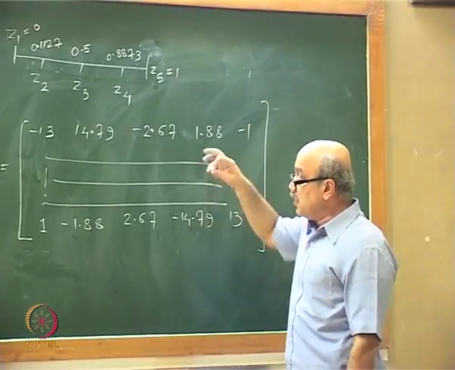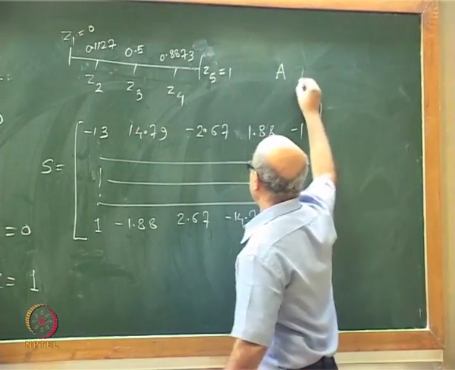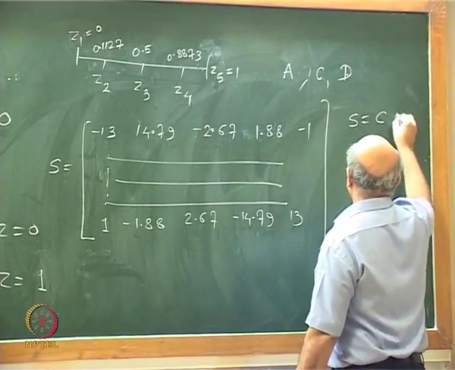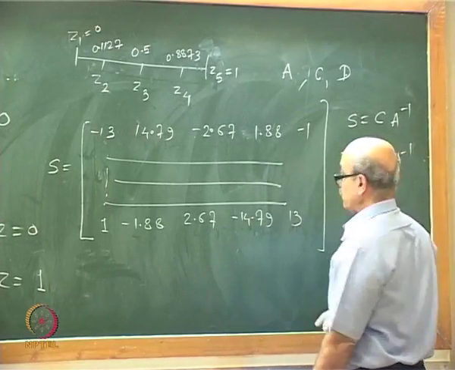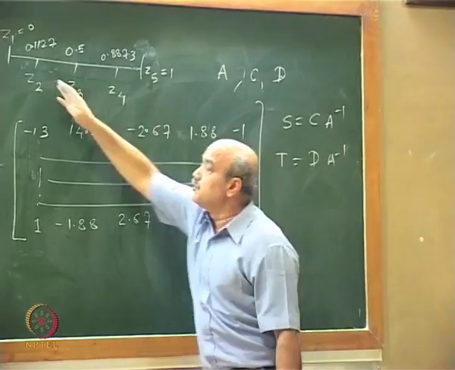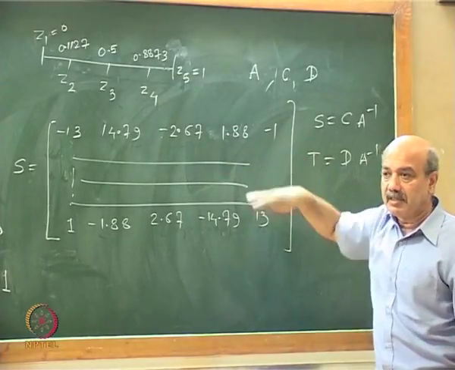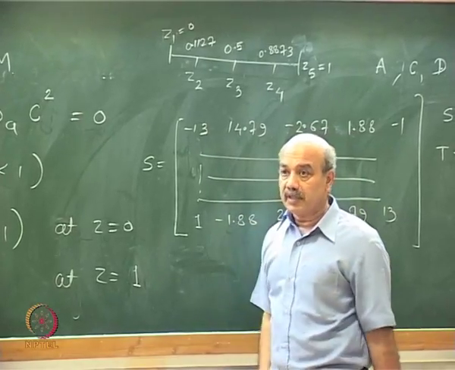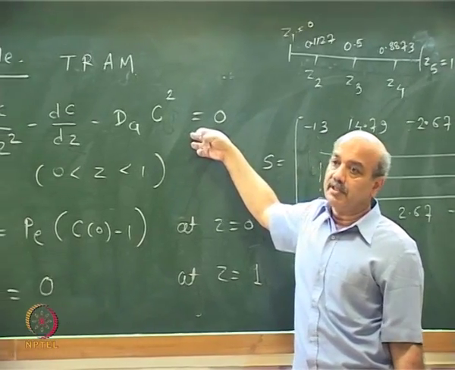Likewise, once I have chosen these points, I can compute the A matrix. Then I can compute the C and D matrices. Then I can compute S is equal to C into A inverse, and T is equal to D into A inverse, because A, C and D depend only on the values of the collocation points. Once I have these matrices, I'm going to use the rows of these two matrices to convert this differential equation into a set of algebraic equations.